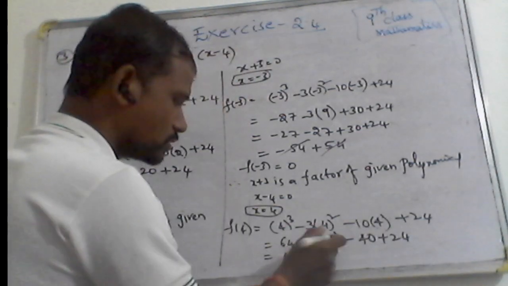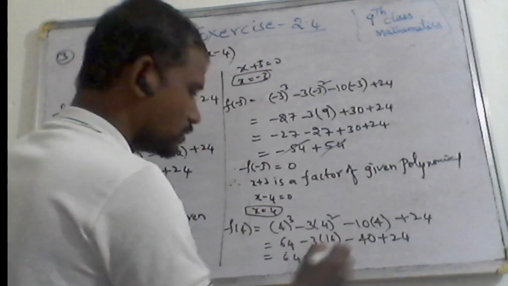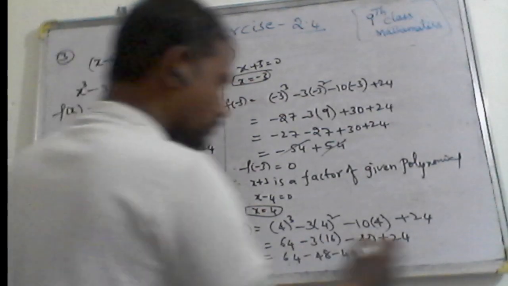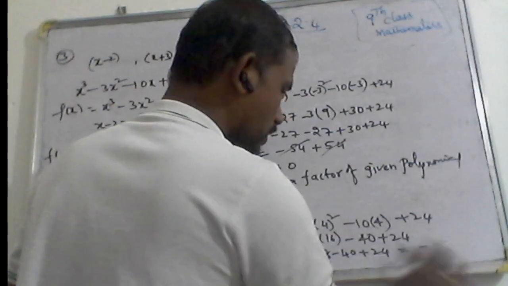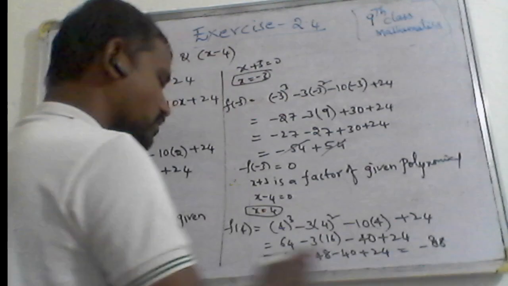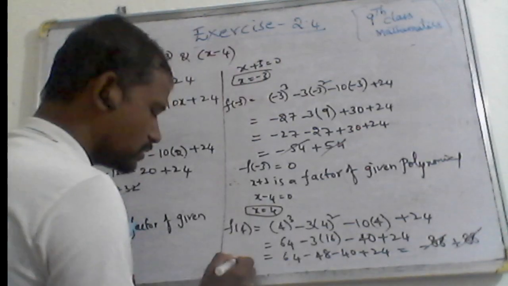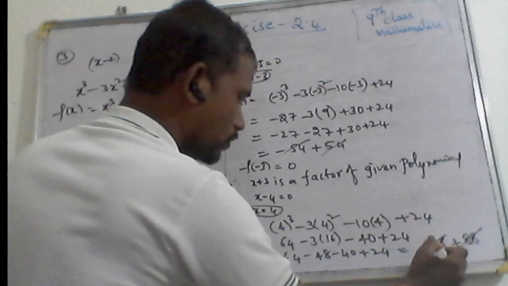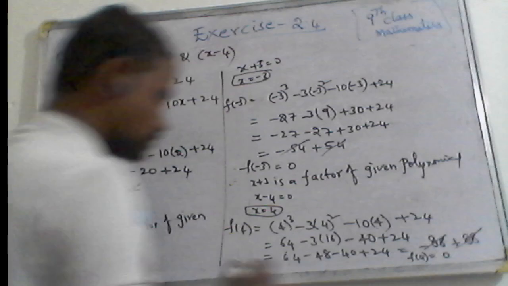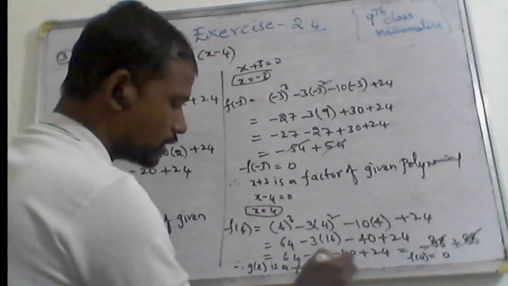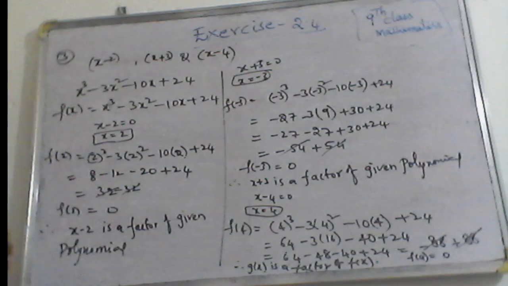So 64, 16 threes are 48, minus 40, plus 24. So minus 48 minus 40 is minus 88, plus 24 plus 64 is plus 88. So plus 88 minus 88 get cancelled. Therefore f of 4 equal to 0. So therefore g of x is a factor of f of x. Okay, this is the third bit. Next one, fourth bit.